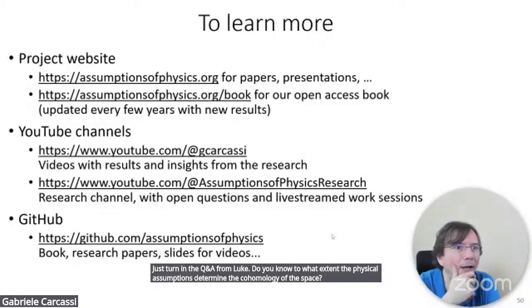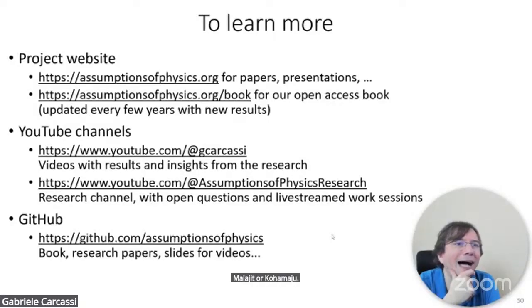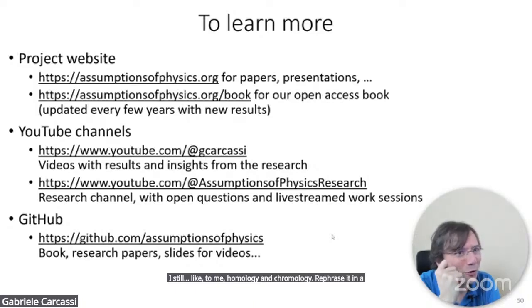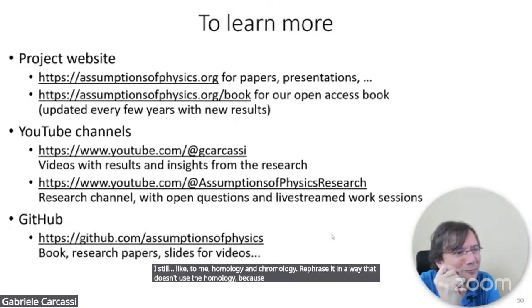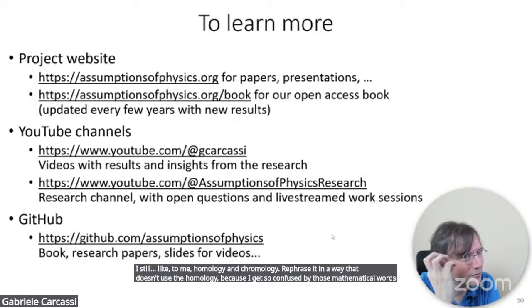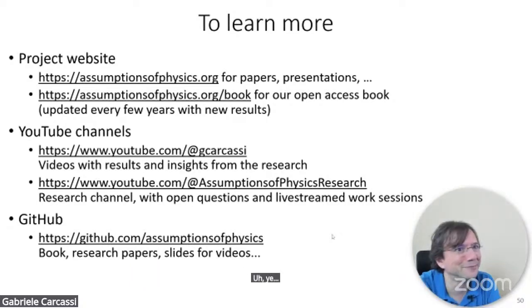Question in the Q&A from Luke. Do you know to what extent the physical assumptions determine the cohomology of the space? Homology or cohomology? To me, homology and cohomology... Rephrase it in a way that doesn't use cohomology, because I get so confused by those mathematical words. I don't have a concrete intuition. Yeah, sorry.